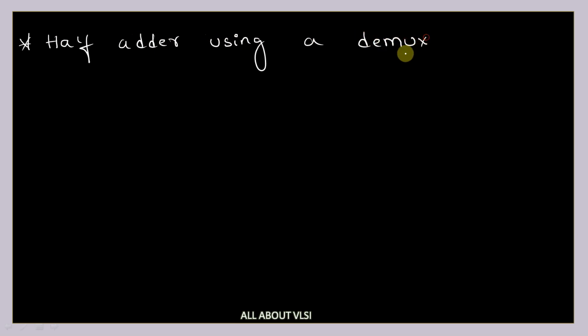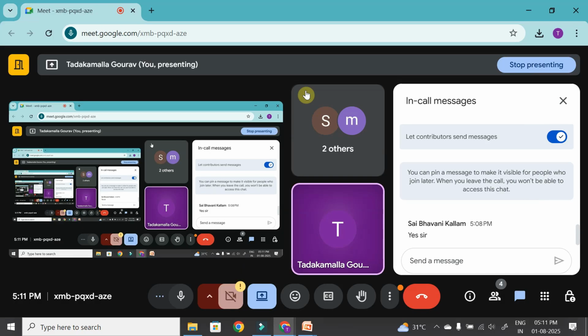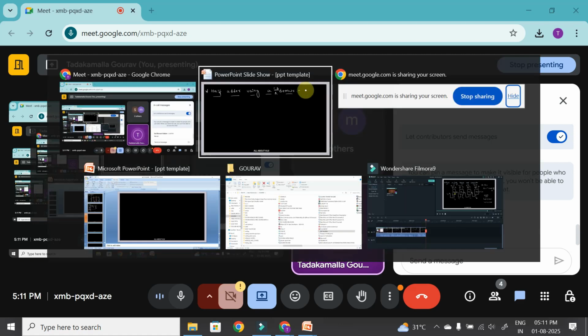Now, let us take an example. Let's say we want to design a half adder using a 1:4 demux. Now, how to design this? Can anyone tell me how to design a half adder using a 1:4 demux?